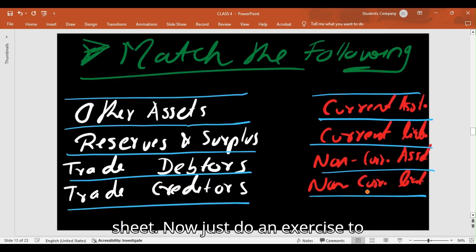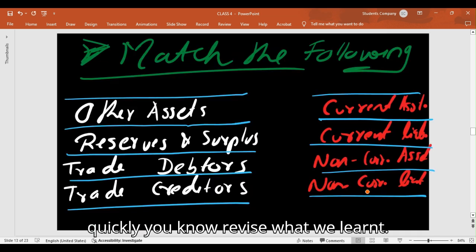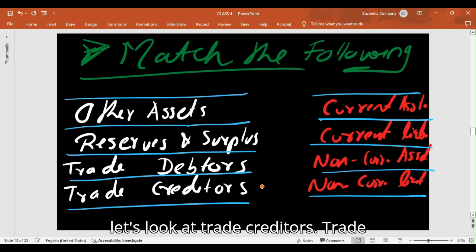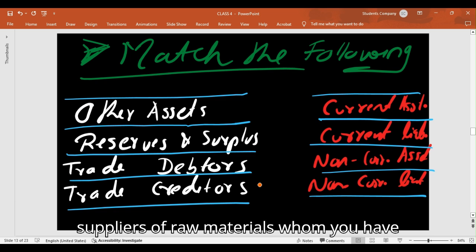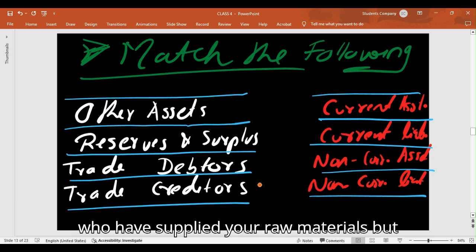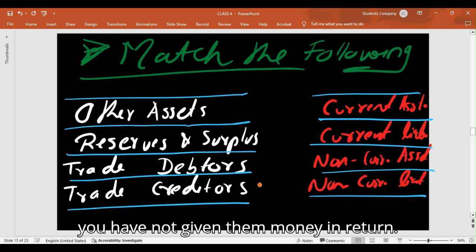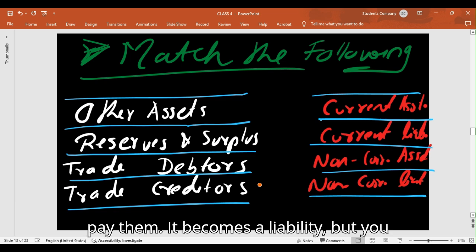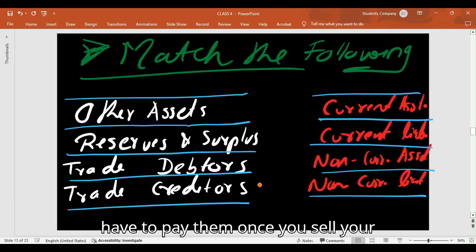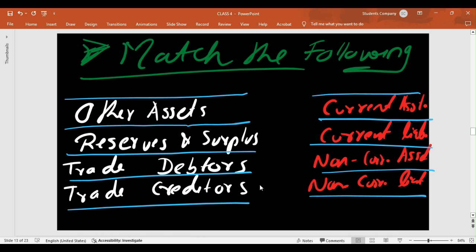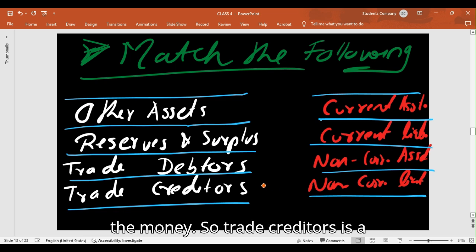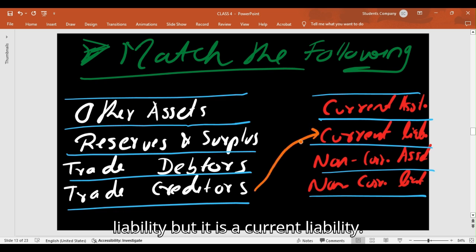Now let's do an exercise to quickly revise what we learned. How are you going to classify this? First, let's look at trade creditors. Trade creditors are suppliers of raw materials, who have supplied you raw materials, but you have not given them money in return. So it's basically getting raw materials or inventory on credit. You are yet to pay them. It becomes a liability, but you have to pay them once you sell your goods and get money from that. So you will have some waiting period before you can give them the money. So trade creditors is a liability, but it is a current liability.